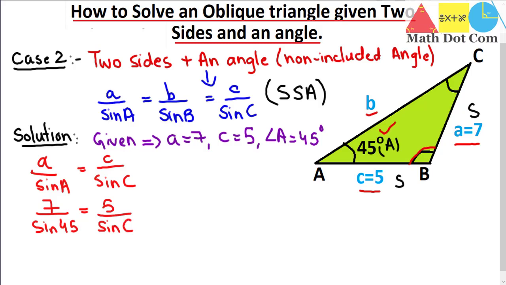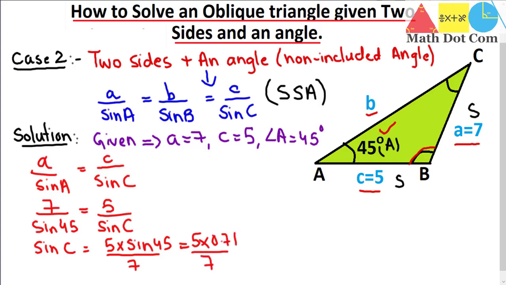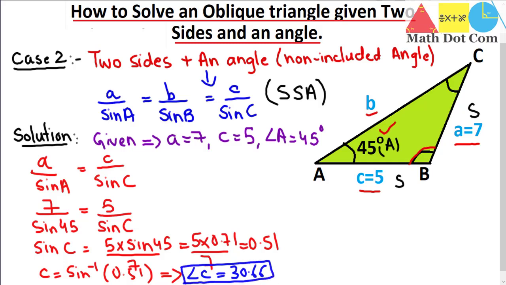So what will we do? We will move sine C to one side and the rest to the other. So sine C equals 5 multiplied by sine of 45 divided by 7. Sine of 45 is 0.71, so it will be equal to 0.51. Now we have to take the inverse of sine in order to find the angle C. So C equals sine inverse of 0.51, and angle C equals 30.66. So this is the first thing that we have found using the law of sines.